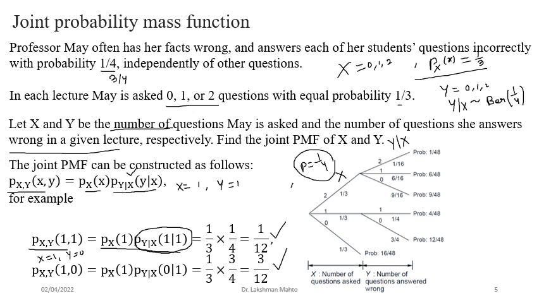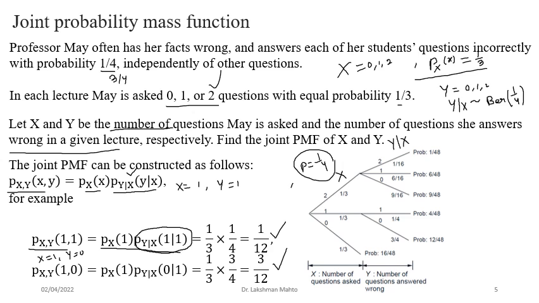Yeah, 1 by 16. That means what is the value of y? I'm not talking about the probability of y. If Professor May is asking two questions and both answers are wrong, then what would be the value of y? It is 2. That's why I told you that y is also observing 0, 1, 2. With respect to that, the probability that y is observing 2 is 1 by 16.